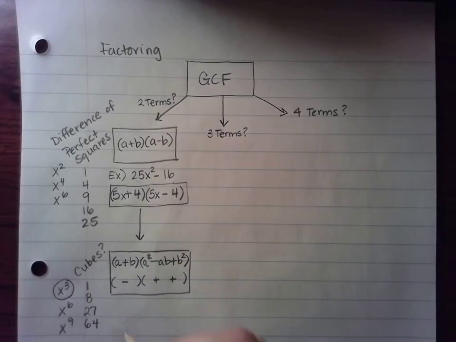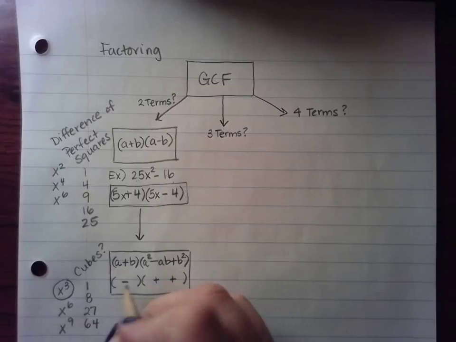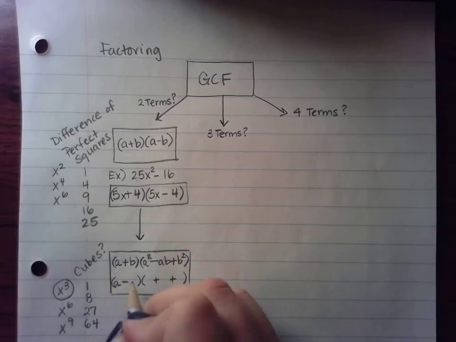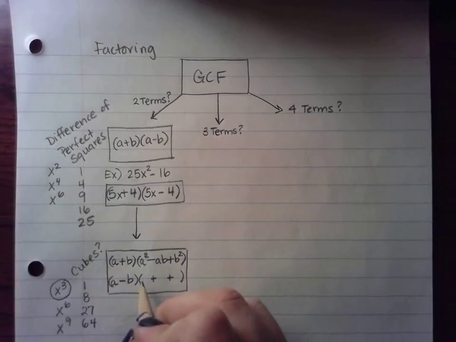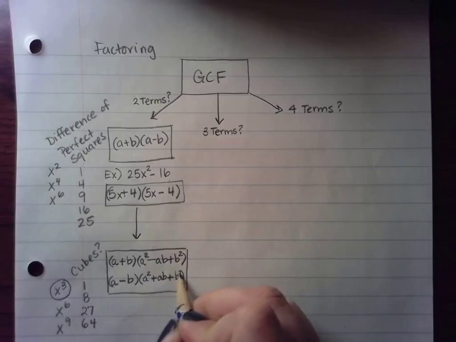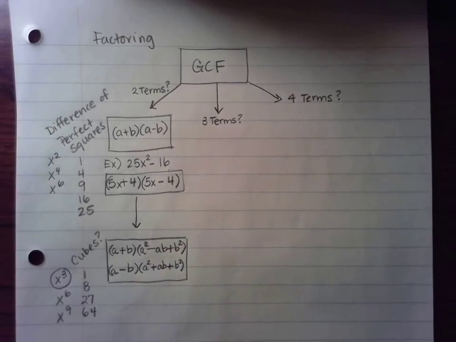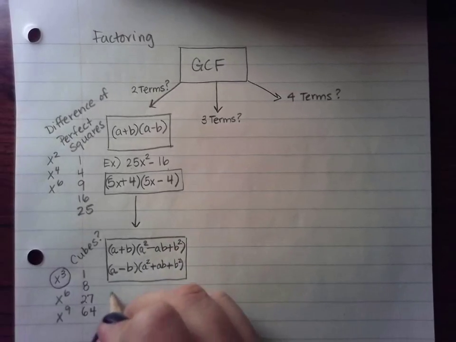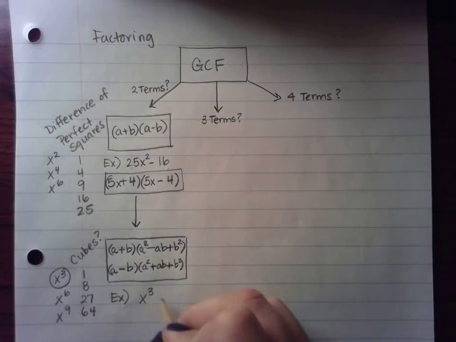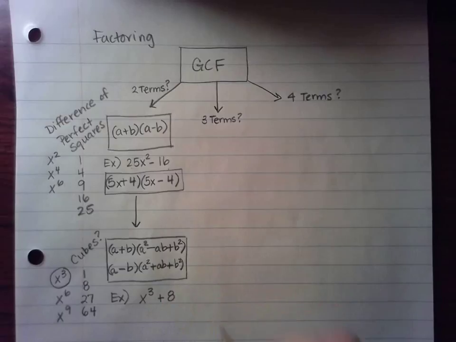And you'll have the exact same thing for the second set of parentheses. The signs are just different. So the cube root, which would be a, cube root, which is b, and then you're going to square a, multiply a times b, and square b. Now, this makes a whole lot more sense if I do an example. So for instance, let's say you had x cubed plus 8.